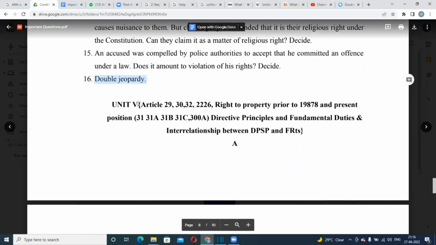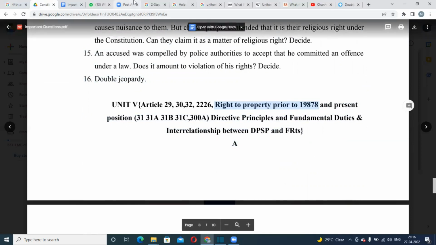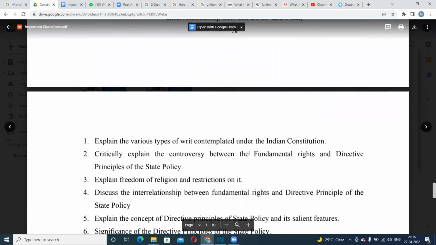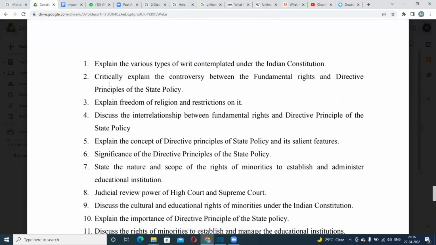And last one, we have Unit 5. All these provisions we are having. Right to property prior to 1978. This one I just uploaded a video. The present position, directive principles, and fundamental duties all are included here. So let's see the questions.